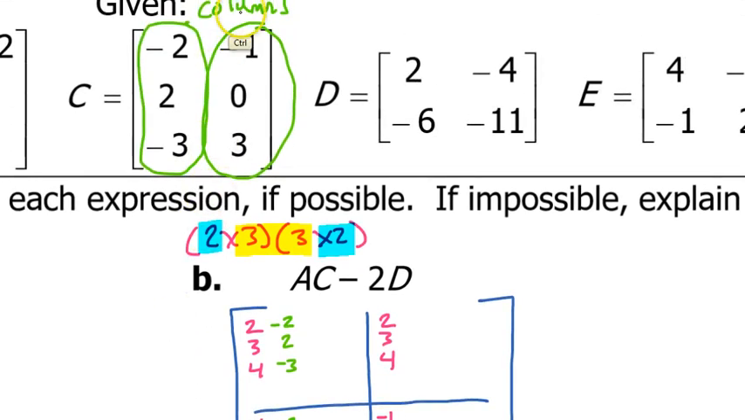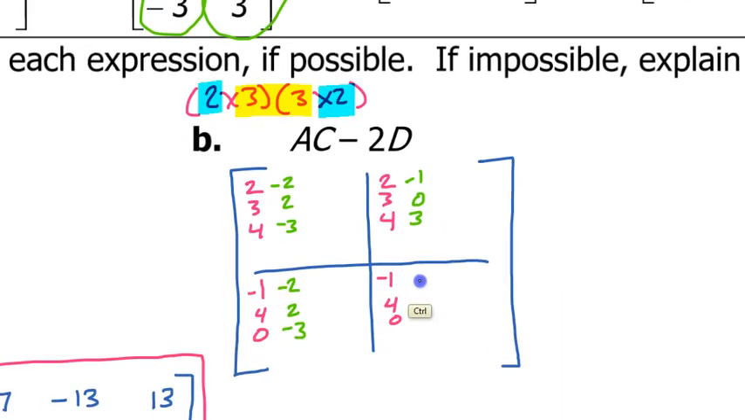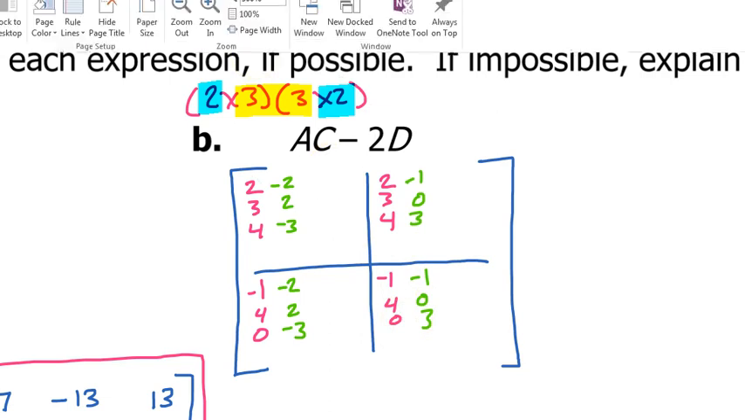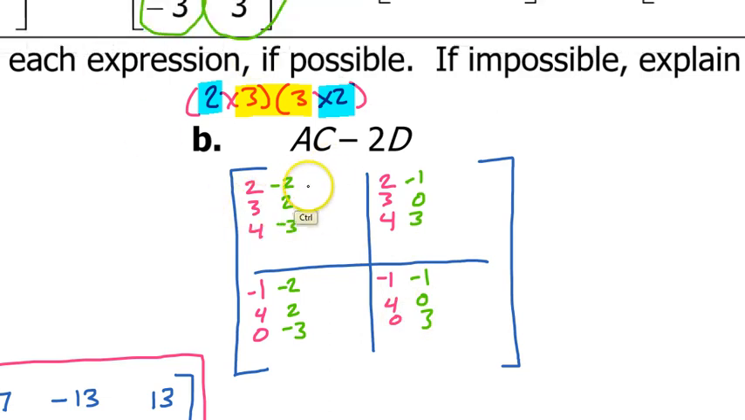Column 2 goes in column 2. So negative 1, 0, 3. Now it's time to multiply and add. So if I multiply these, I'm going to get negative 4 and 6 and negative 12.